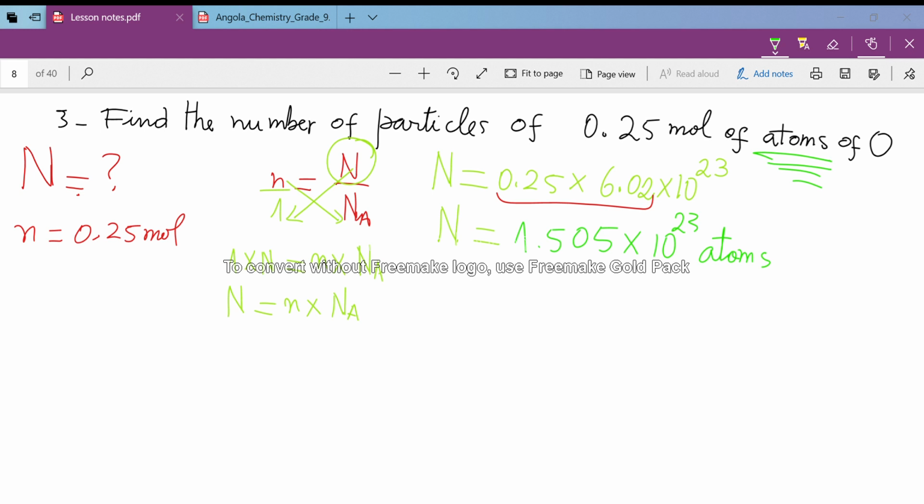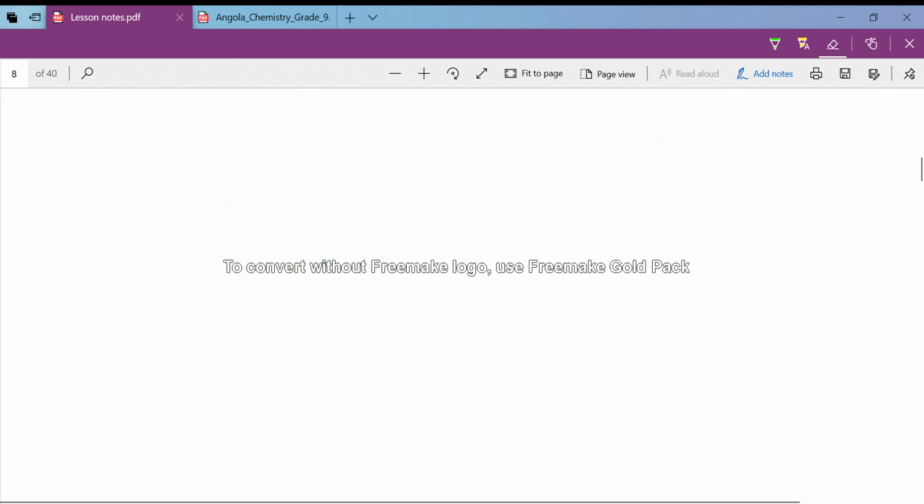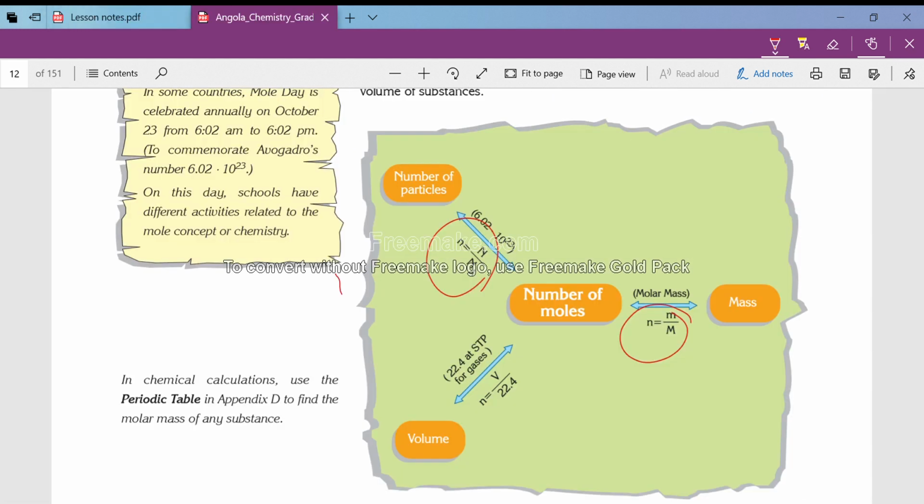Okay, guys? So hopefully this part is clear to you, and go to the homework and practice the questions related to moles and number of particles. Because we have already covered this topic in class, I will not spend much time on it. So let's move on, because we still have one equation to cover, which is this one, volume.